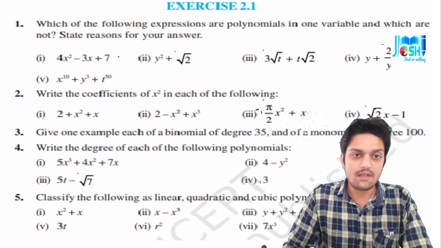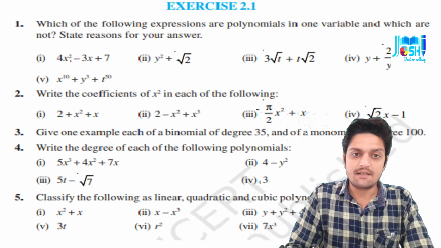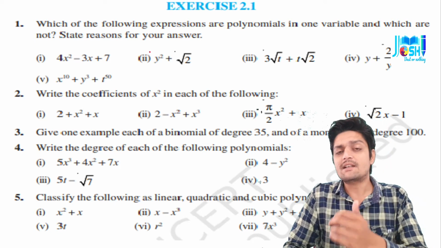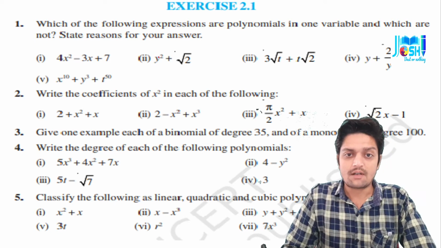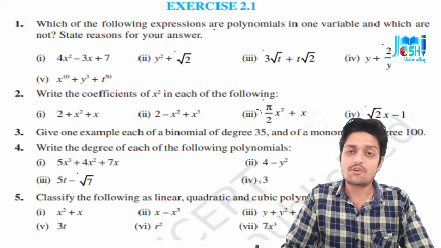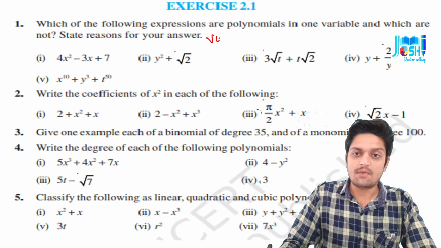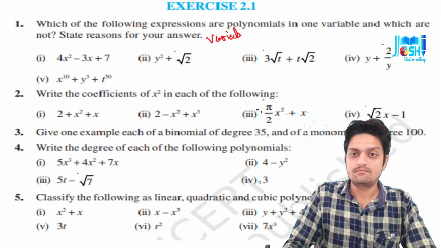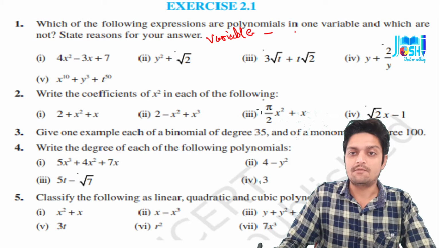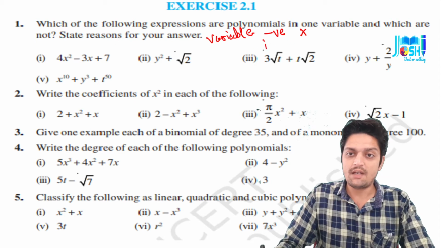So in one variable, as you can see here, this is a polynomial. What are the conditions to be a polynomial? The variable's power should not be negative, and it should be an integer only. Let me write here: the variable's power should not be negative, as well as it should be an integer.